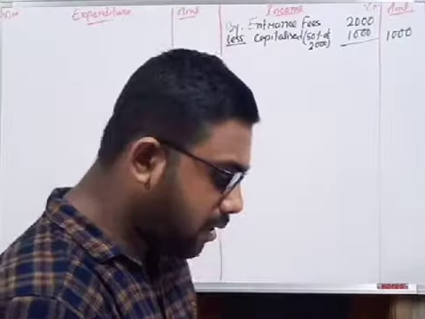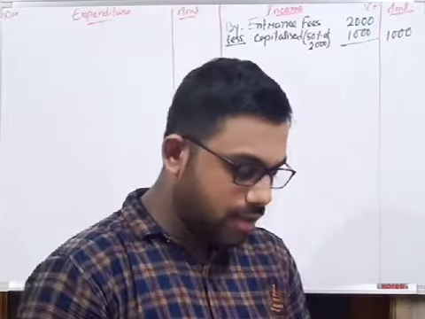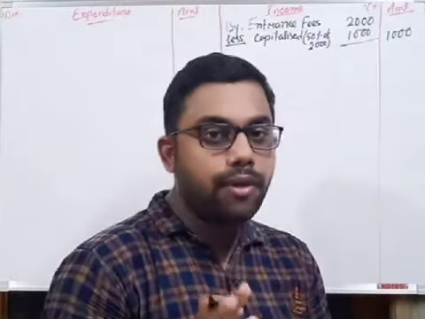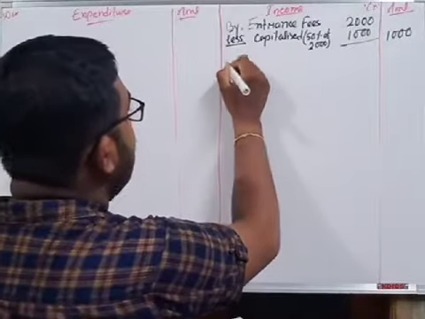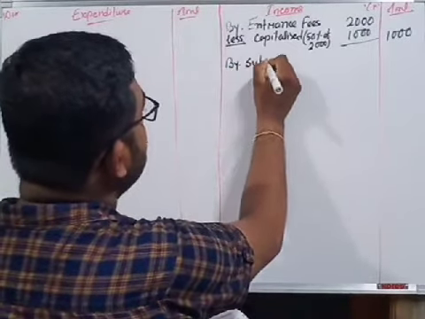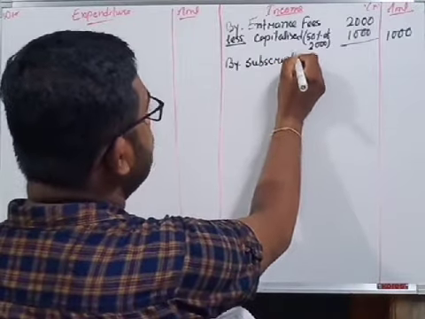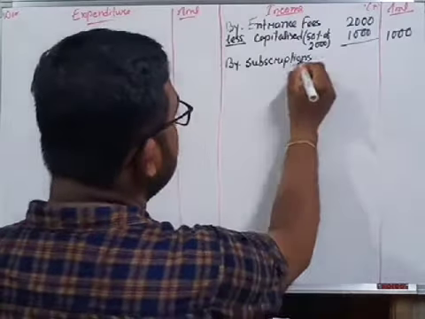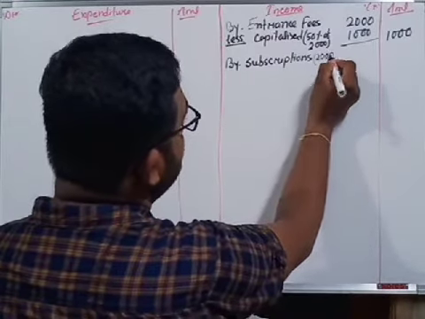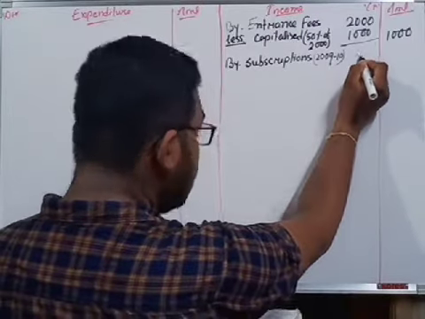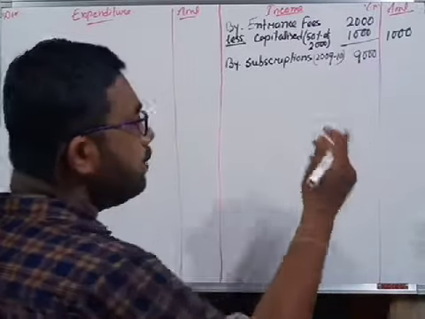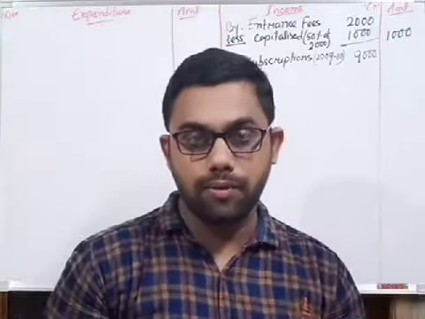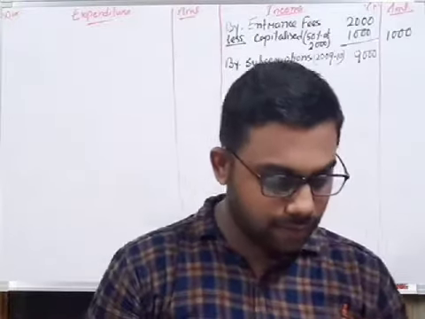Next, subscriptions. For subscriptions, we find subscription for 3 years: one is for the previous year, one is for the current year, and one is for the future year. So we will write only for the current year. By subscriptions, what is the amount? 9,000 rupees. Why do I write it in the inner column? Because there is one adjustment we have to look for. We have to see whether any adjustment regarding this is given or not.